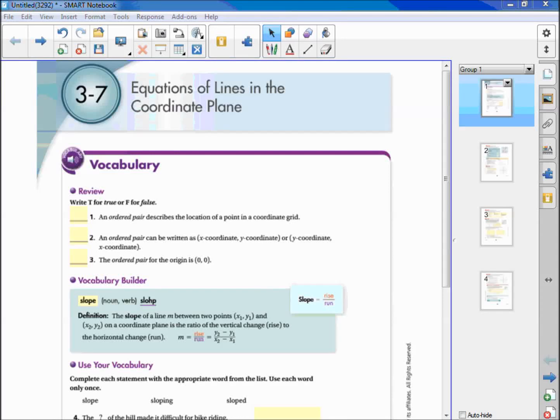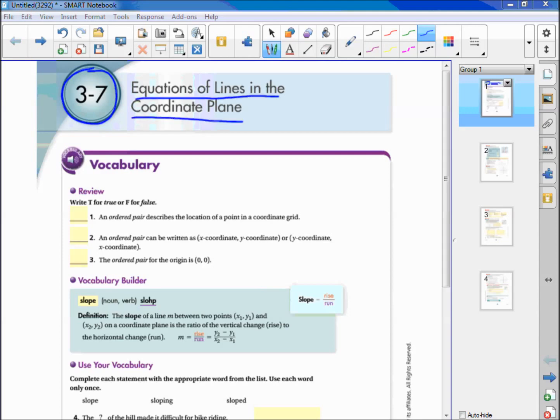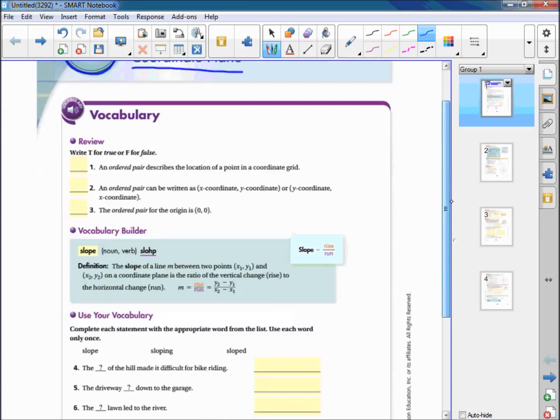Okay, welcome to another lesson in geometry. Today we are covering section 3.7, equations of lines in the coordinate plane. These last two sections are very much a review of your algebra understanding of lines, okay? All right, so let's take a peek.